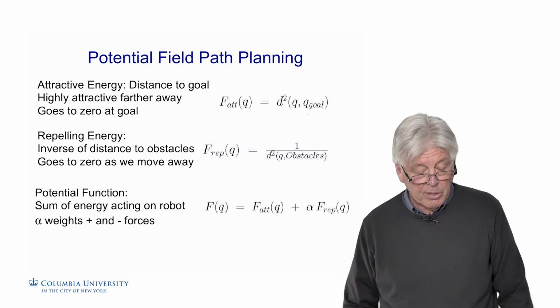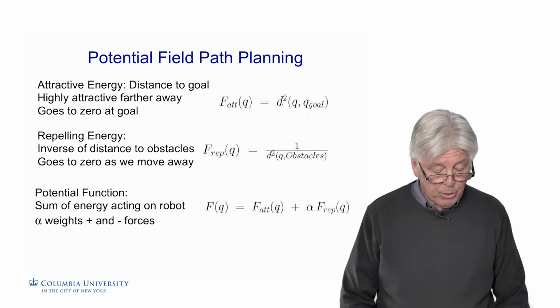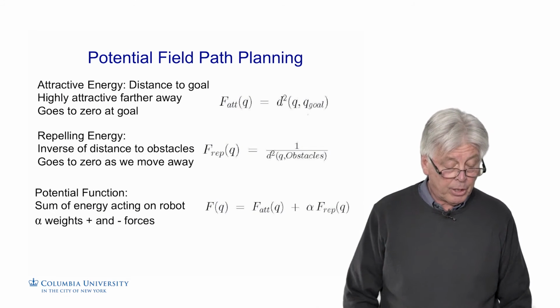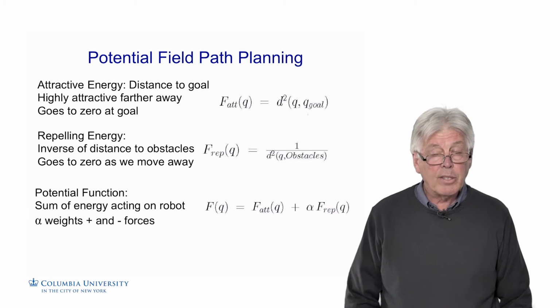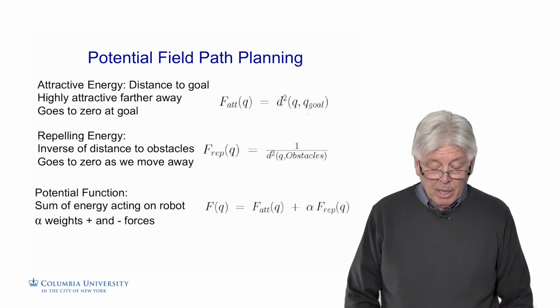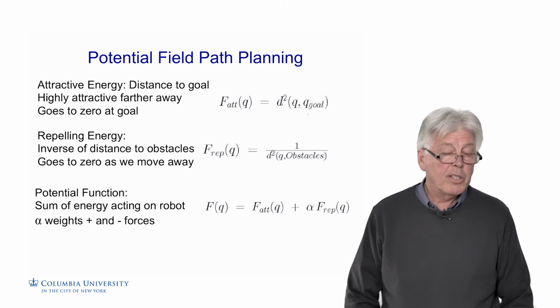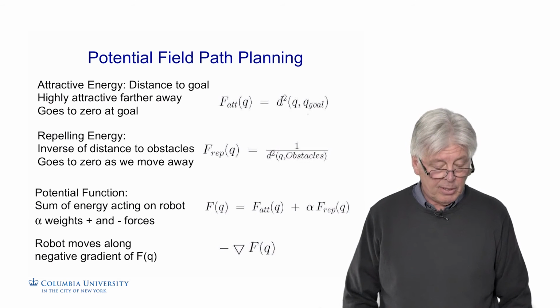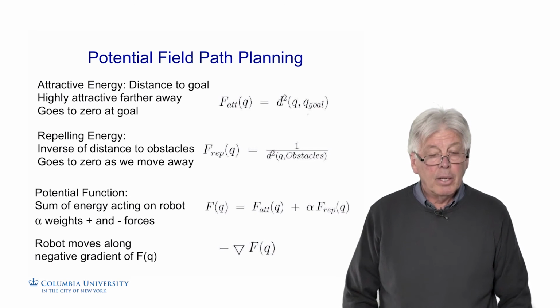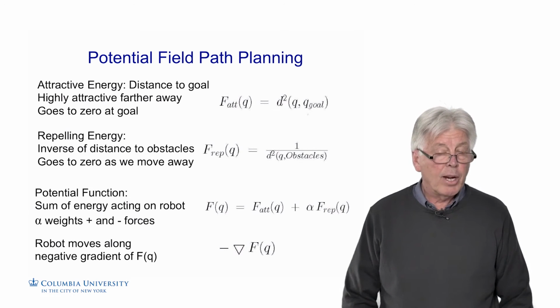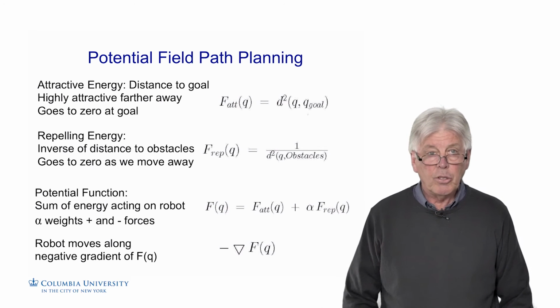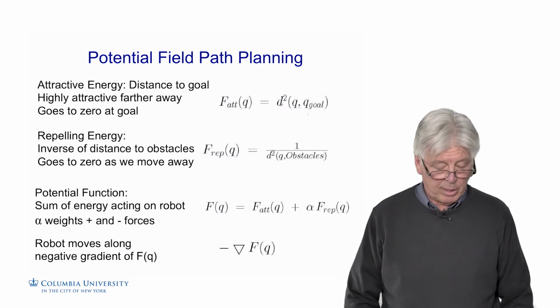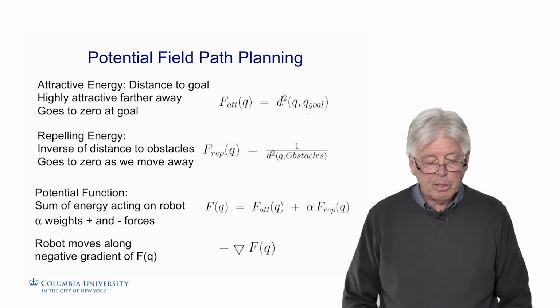So the potential energy here is the sum of the energy acting on the robot, the attractive energy, and the repulsive energy. And we have an alpha here, which just sets the relative weight of the two forces, the positive and negative. So this tells me what the energy is at every point in my space. And to find a path, we simply move along the gradient of this vector field, which we've created. The gradient is simply the direction of greatest change. And if we take the negative gradient, it tries to minimize this, to go to the lowest value, which in fact is zero, which hopefully will be where the goal is. So this is the idea behind potential field path planning.